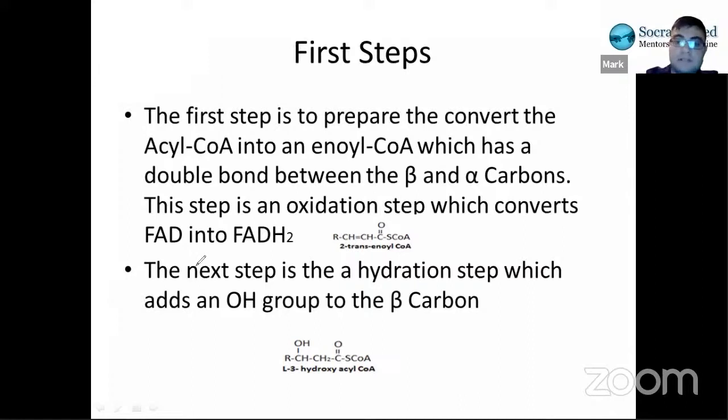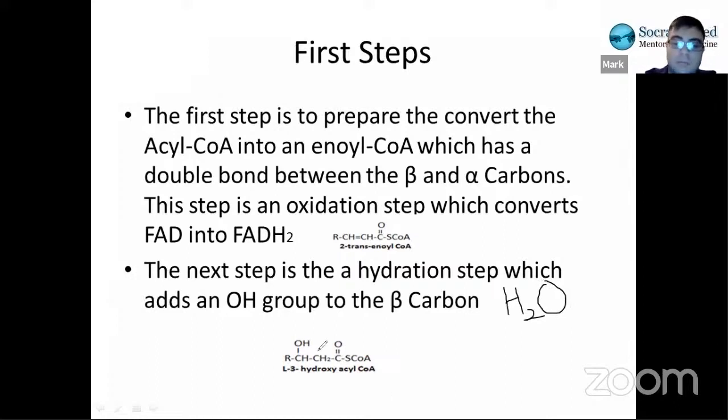The next step is a hydration step, which adds an OH group to the beta carbon. We break this double bond, and instead we add water, H2O, into this molecule. That's why it's called a hydration reaction, because we're adding in water, as opposed to a dehydration reaction, where we remove water.